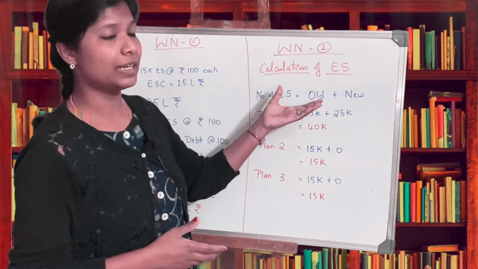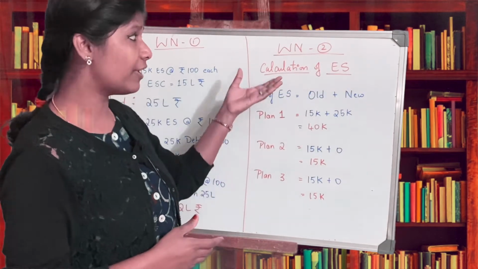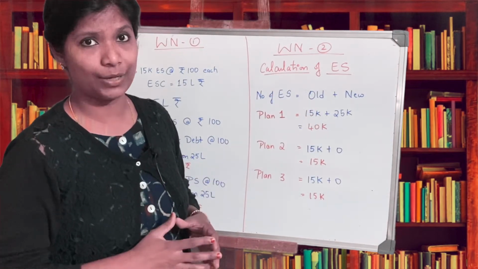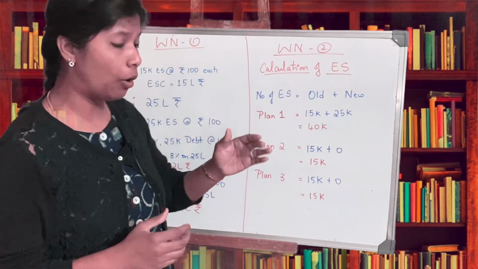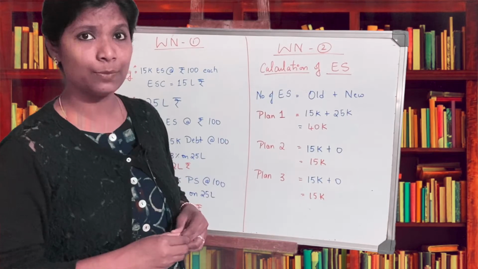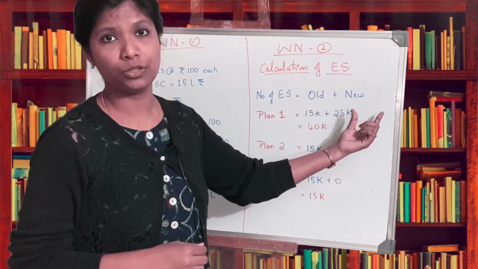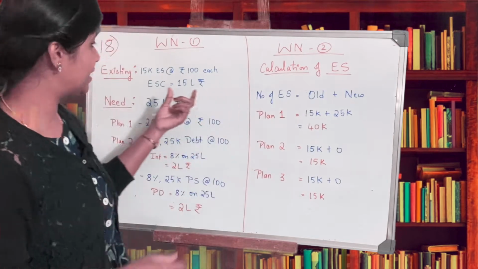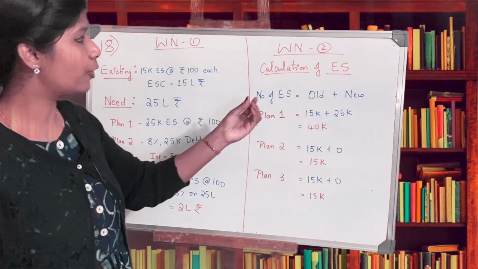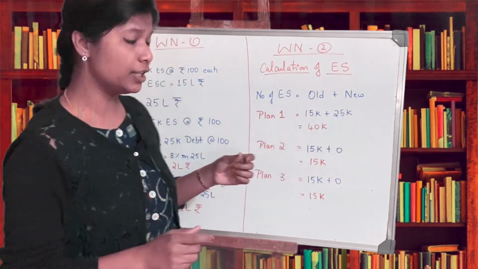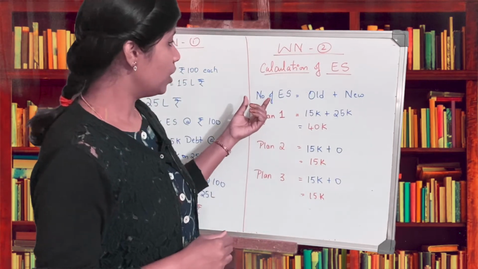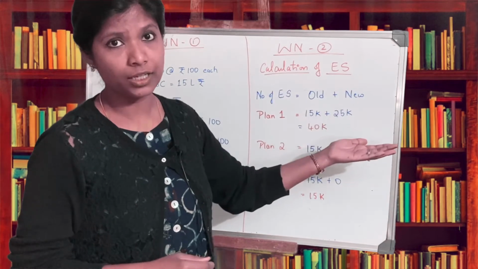Let's look at the working note number 2. Calculation of equity shares. This is a very prominent calculation when you're calculating EPS at the end of the income statement. Again, you need to calculate it for all the 3 given plans, plan 1, 2 and 3. What is the formula for calculating equity shares? Old shares plus the new shares. What do you mean by old shares? That means the existing shares already existing in the company. That I'm going to term as old. What is the new shares? The new capital that you're raising, plan 1, 2 and 3. So number of equity shares is equal to old shares plus new shares.